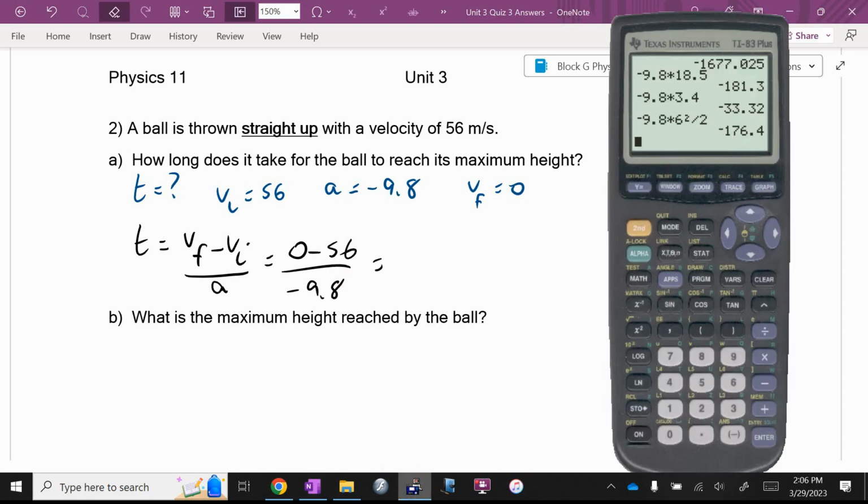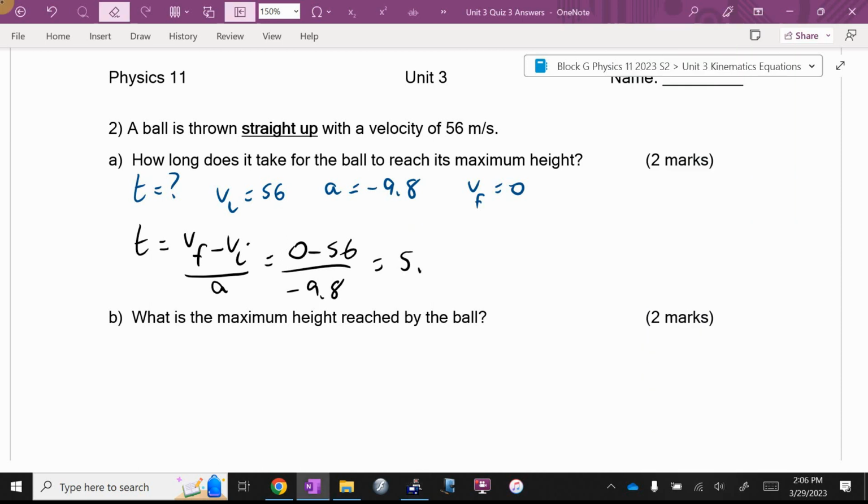By the way, time, always positive. If you get a negative time, you've messed up, because time is a scalar. Did you get 5.71 seconds and change? Is that okay, Jackson? Yeah.